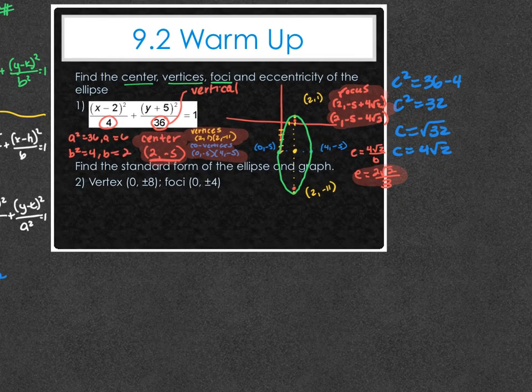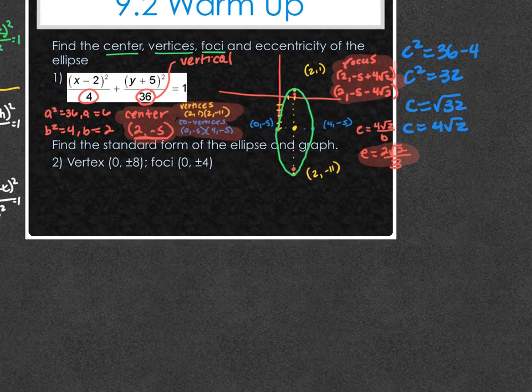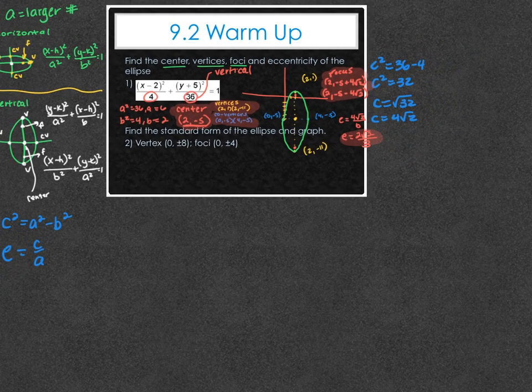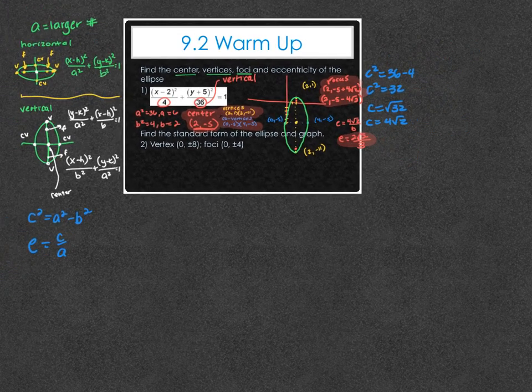Okay, number 2 says find the standard form of an ellipse and graph. So I'm going to zoom out on this so we can see all of it. I can pull in a graph if you want, but you can also just eyeball the vertices, 0 plus and minus 8. So 1, 2, 3, 4, 5, 6, 7, 8. Oh, I'm going the wrong way.